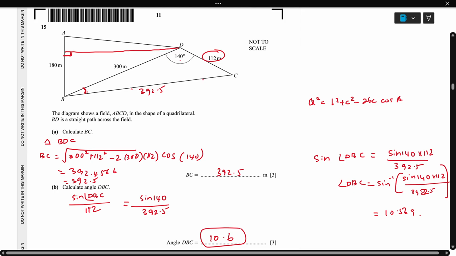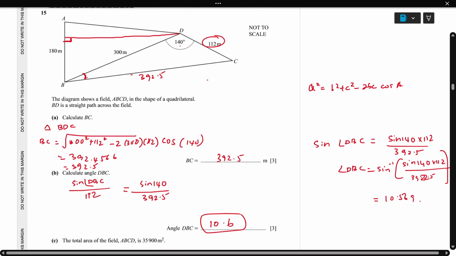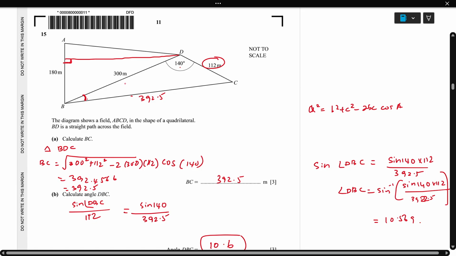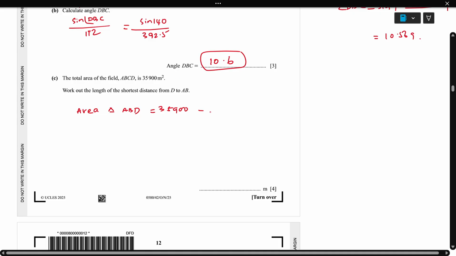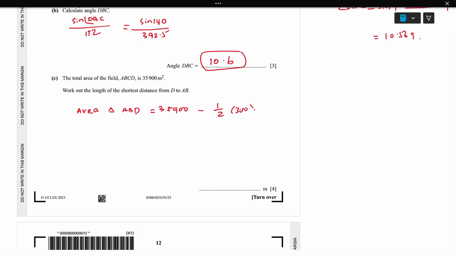We know half AB sin C is the formula, so half times 300 times 112 times sine 140. Using this area formula, we'll get the answer 25101.168.